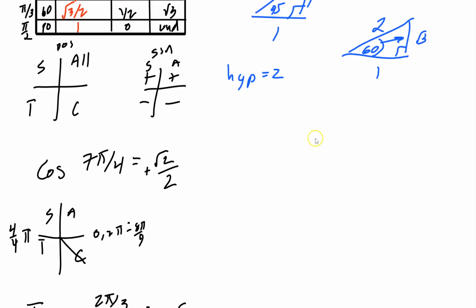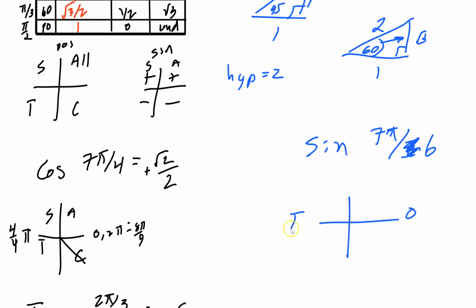But let's say I want to do sine of 7 pi over 6. Right, so again, 0, pi. Look at the denominator, this is 6 over 6. So we're going to go a little bit past this. We're going to be down here. So 7 pi over 6. No matter what, you have to know what angle that is. 7 pi over 6 is a 30-degree angle.